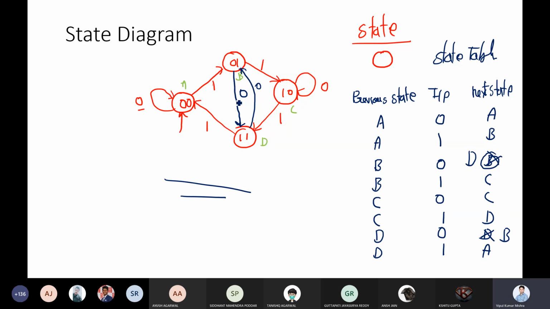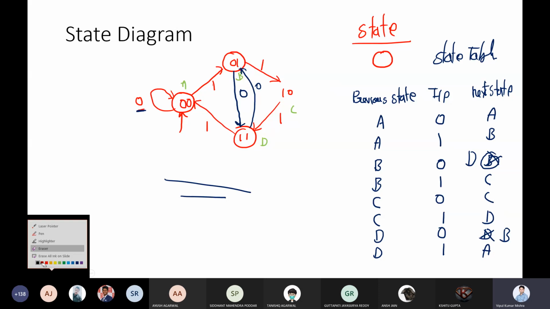Suppose you have a 1 bit input, that is 0 or 1. So what inputs are possible in a particular state? Only 2 inputs are possible. Either the input will be 0 or the input will be 1. So you have to look into each state and check whether all possible inputs are available or not. For example, suppose I do not have this. Let me draw it. I have only this.